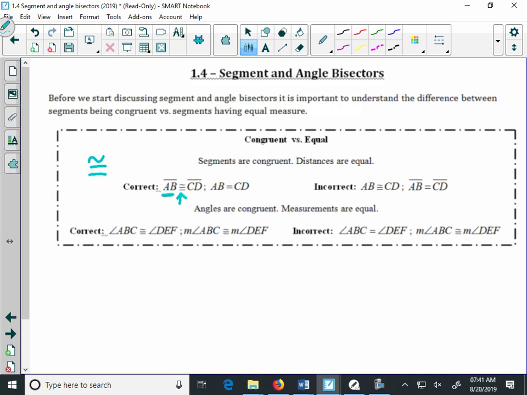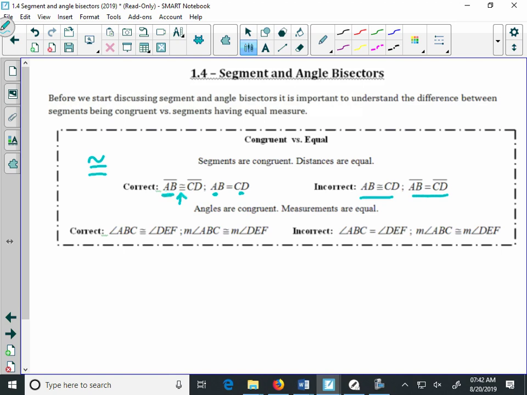Distances are equal, and in geometry, to represent distance, you don't put the line above the segment. So when there's no line above the segment, you're talking about the length of that segment. That's like saying the length of AB is the same as the length of CD. So if there's no bar above the segment, you don't put the squiggly bar on the equal sign. So incorrectly, this would not be correct, because we use congruent for the objects and equal for the distances.